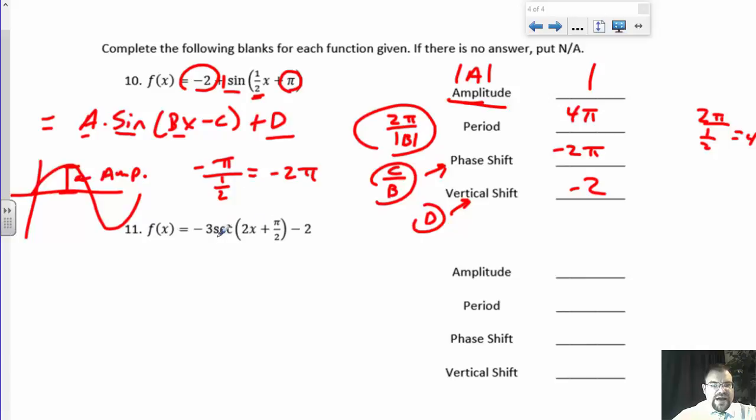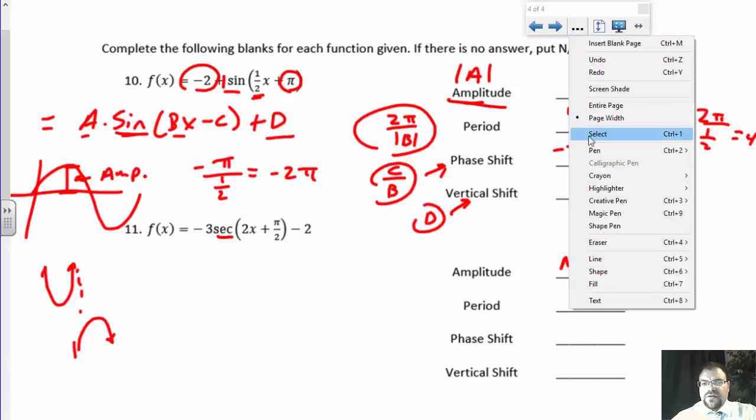Secant graphs don't do that. Okay, secant graphs will go up forever, and they will go down this way forever with an asymptote right here. They don't have an amplitude. They don't have a top and a middle point necessarily. So for anything that's not a sine graph or a cosine graph, we're going to put not applicable for the amplitude, because I really don't want you to think there's something going on there.